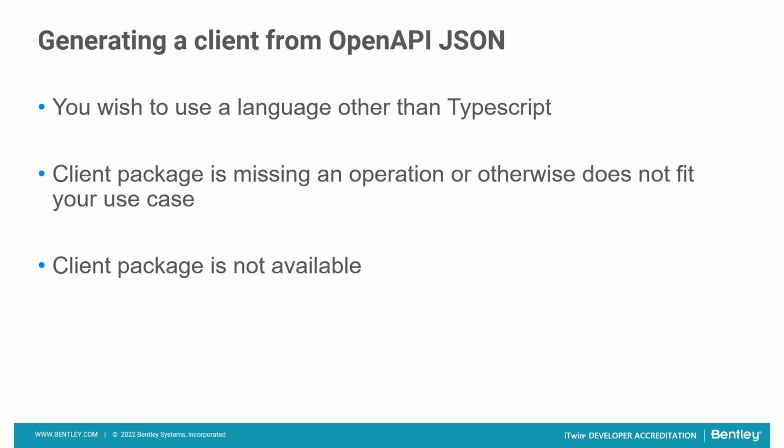So in these cases, you could write a client wrapper from scratch using fetches and creating your own types, but that's pretty time consuming and a bit cumbersome. A more elegant solution would be to use some tooling and OpenAPI JSON to automatically generate a client.